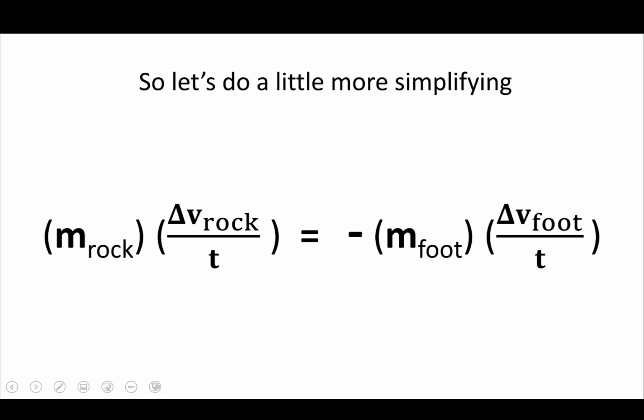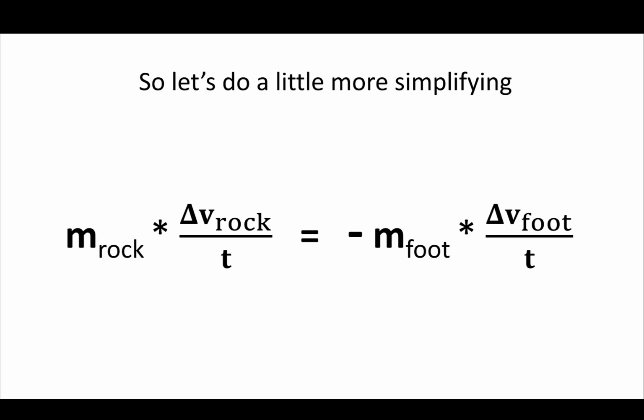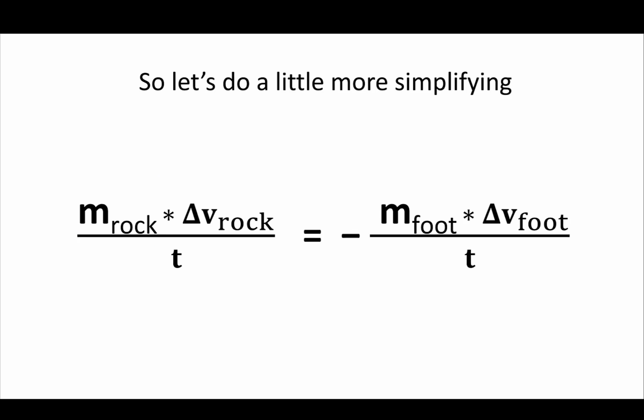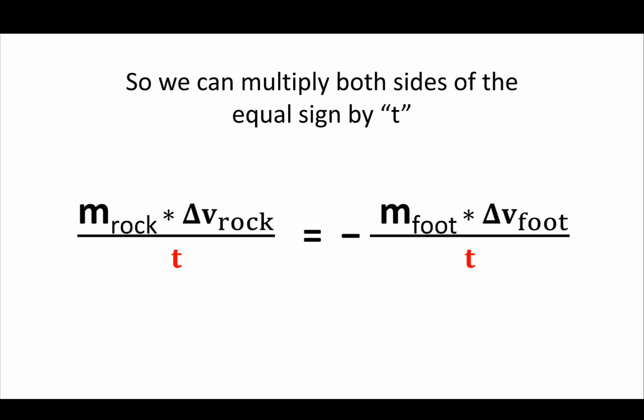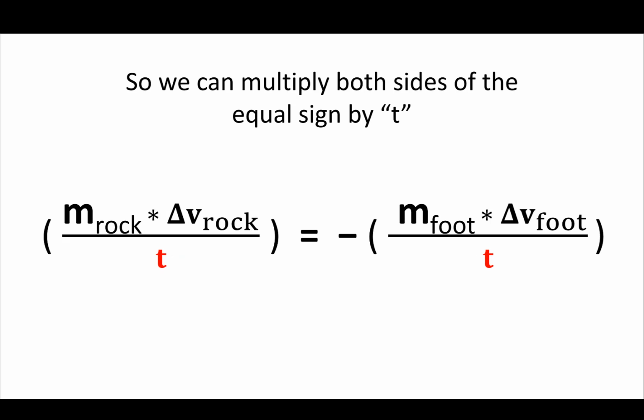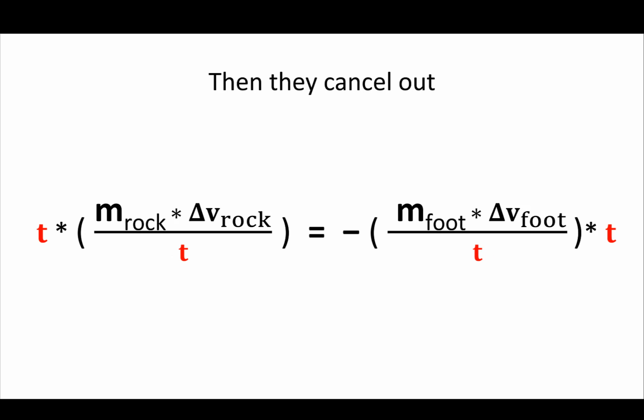So let's do a little bit more simplifying. Just getting rid of the parentheses here because they can be confusing. And if you have a number multiplied by a fraction, you can put that number on the top of the fraction. So let me do that. The last step is to realize that you're dividing by the same number on both sides, right? I'm dividing by the time, but the time that the rock is touching my foot is the same as the time the foot is touching the rock. So this is the same on both sides. I can multiply both sides of the equal sign by this t. So let me multiply both sides by t. And then it cancels.